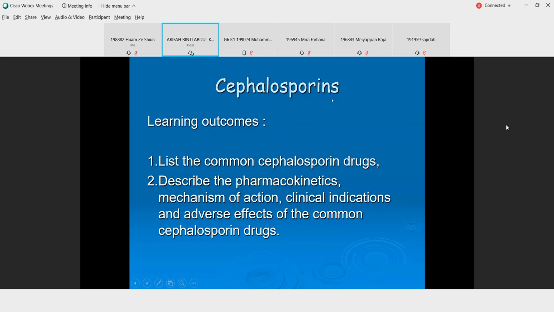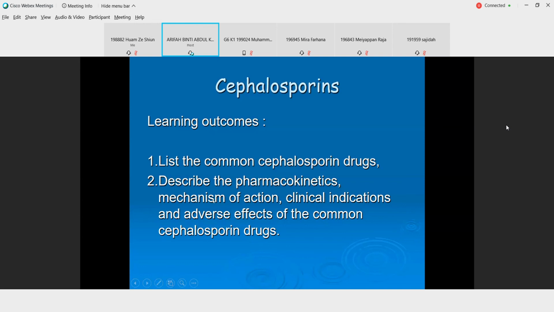Cephalosporin is an antibacterial agent. The learning outcomes are the same. This is what I usually ask when I question you. Can you name me a few cephalosporin drugs or beta-lactam drugs commonly used in veterinary practice? Then you should know. I'm not asking for the whole list, but I will ask at least 2 in a group. That's compulsory for you to know.